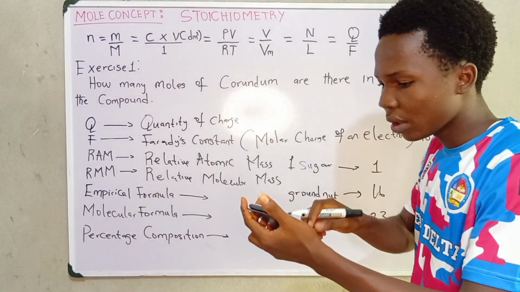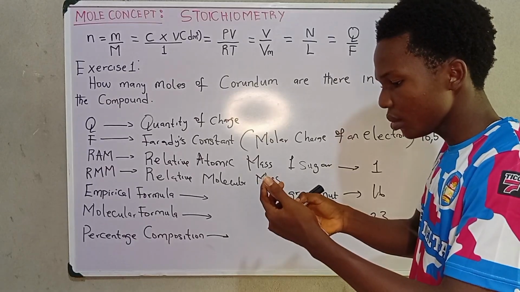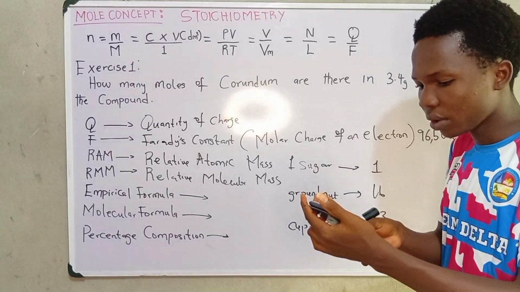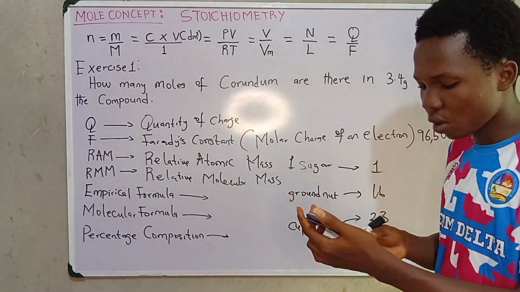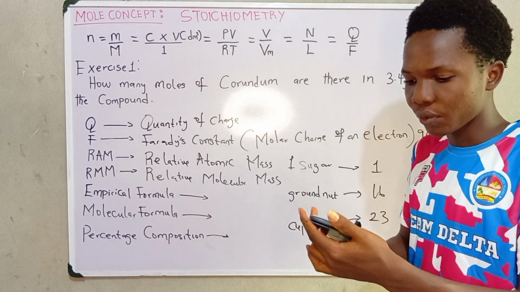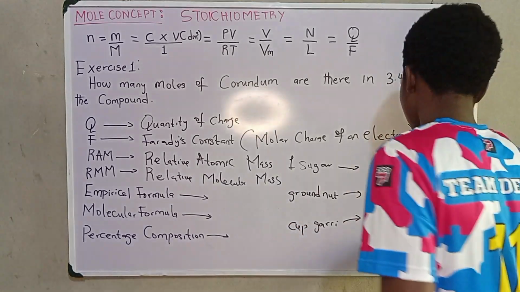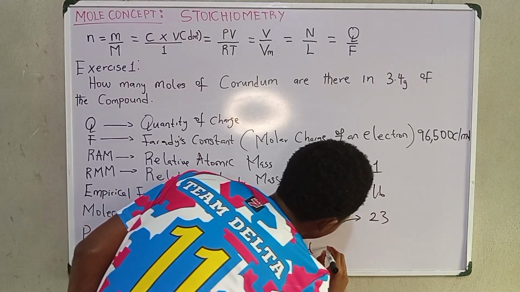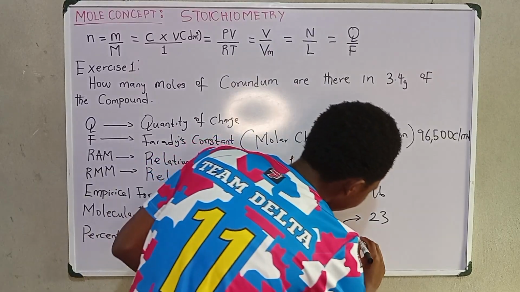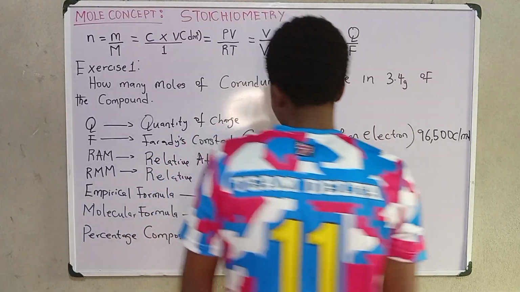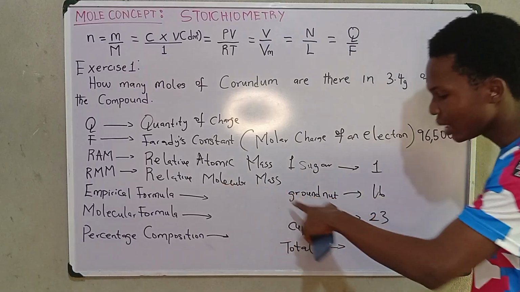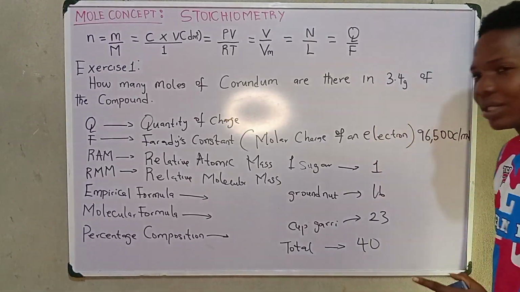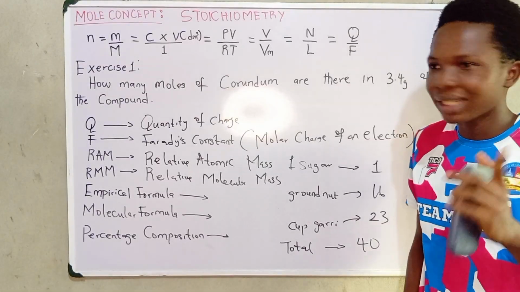I say 1, which is the sugar, plus our groundnut, 16, plus our cup of garri, 23. Okay, so our total is now 40. Now this is our relative molecular mass. The relative molecular mass of the soaking garri is 40. I hope you understand.